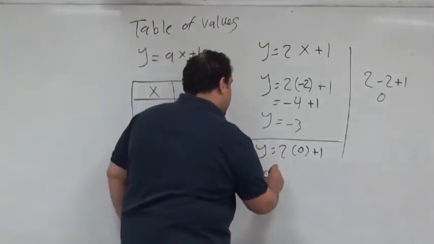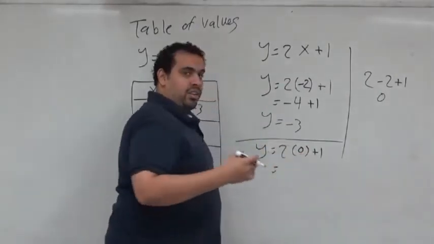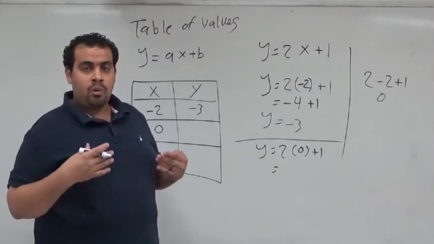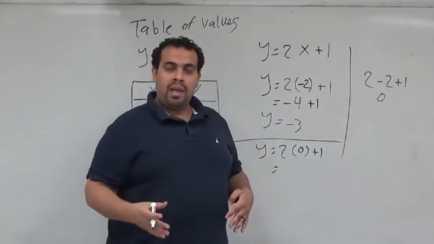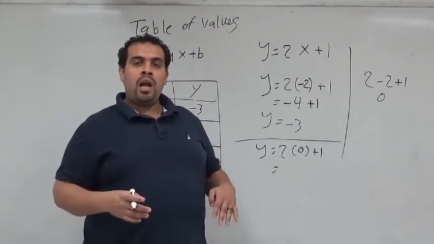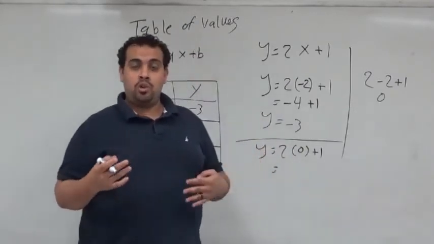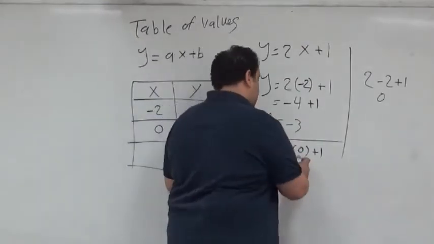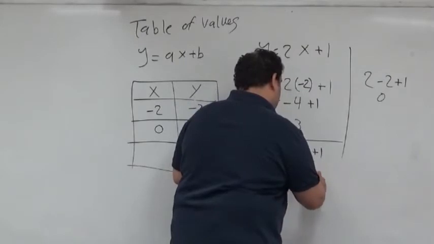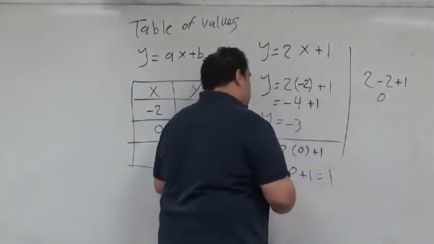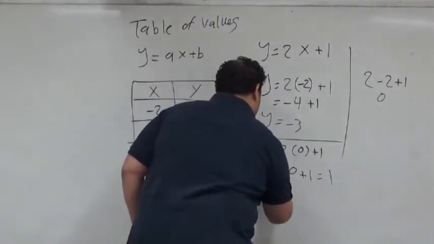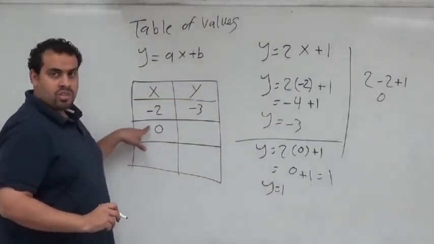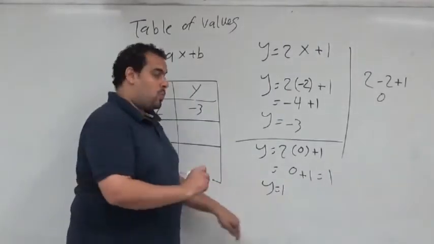Then y, 2 times 0. Anything times 0 is 0. Again, when you multiply anything times 0, it is 0. 1 million times 0 is 0. Negative 100 billion times 0 is 0. 0 times 0 is 0. So it's not going to make any difference or change. Now 2 times 0 is 0. Plus 1 gives you in the end 1. So the y value here equals 1. So when the x value was 0, the y value came as 1.